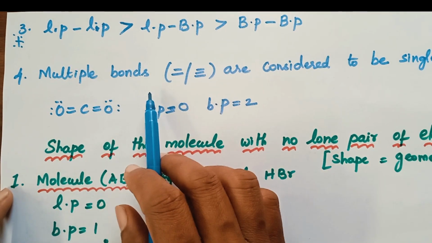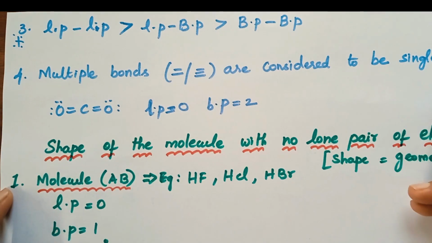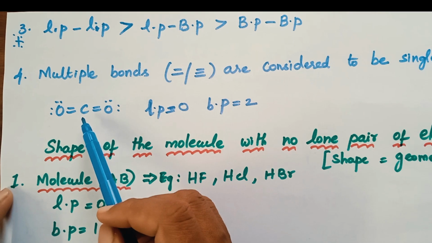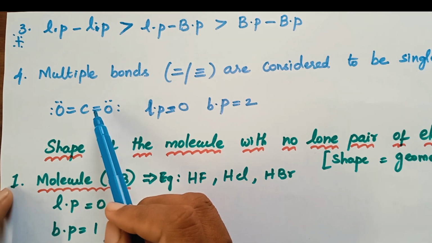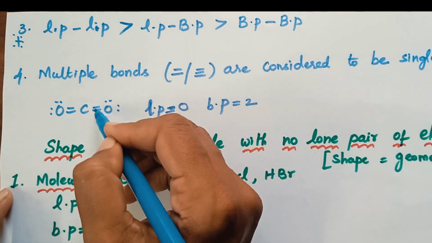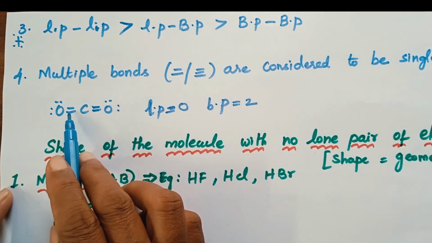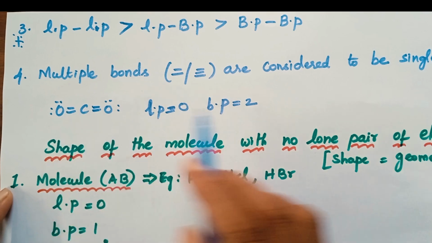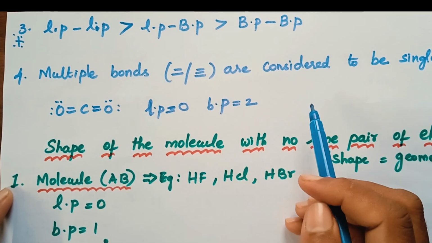Next, multiple bonds, for example double bond or triple bond, are considered to be a single bond. For example, in carbon dioxide there are 2 double bonds. But when you write the bond pairs, you will write only 2, because we should consider each double bond as a single bond. So the bond pairs here are 2 according to VSEPR theory.